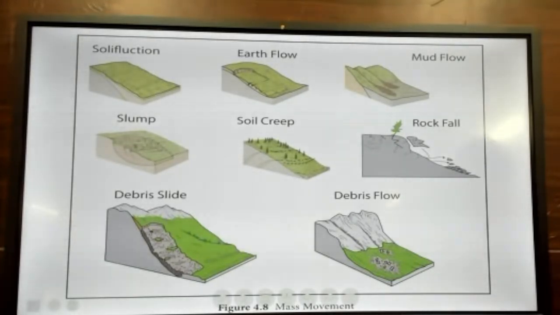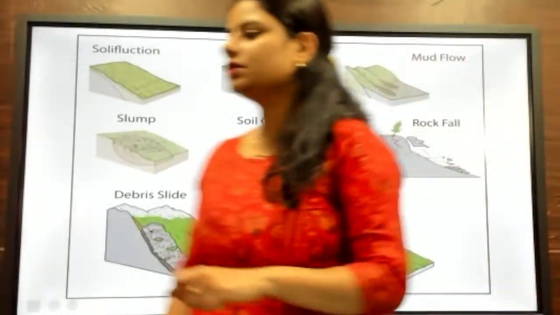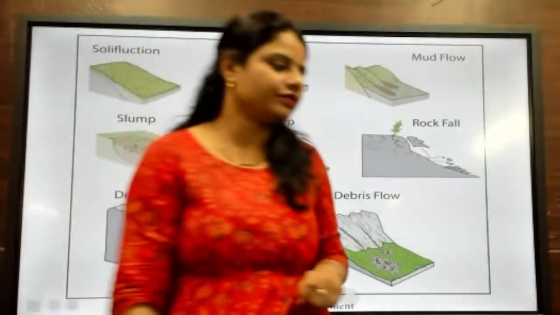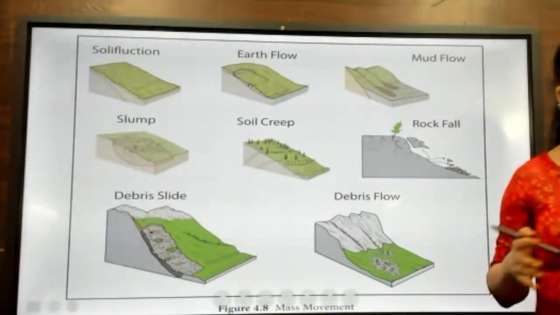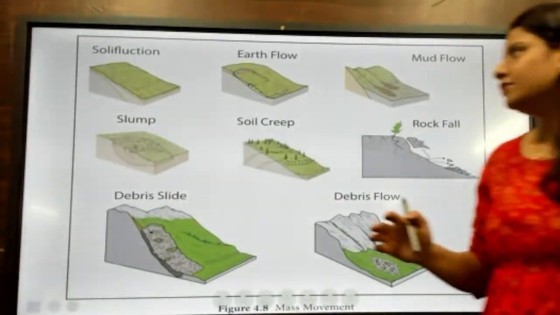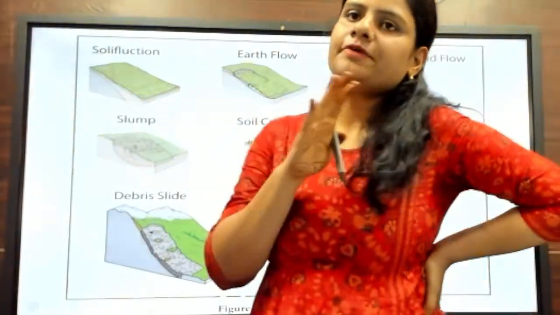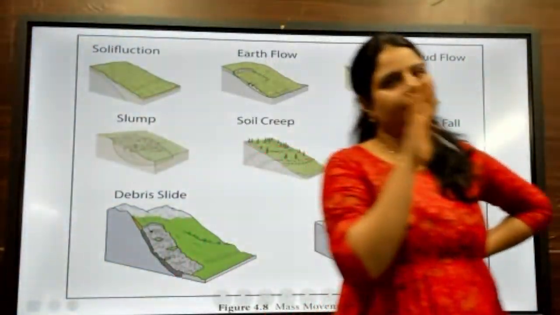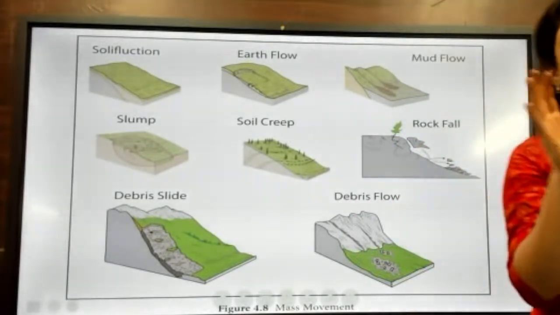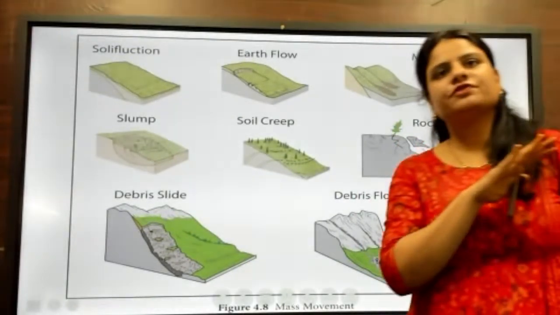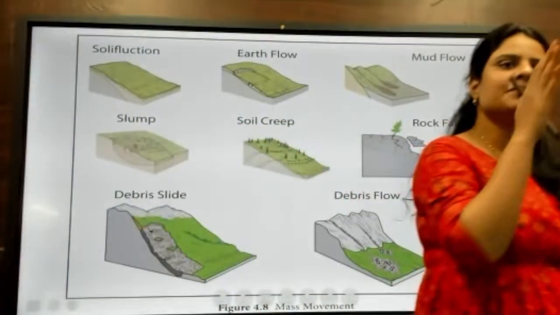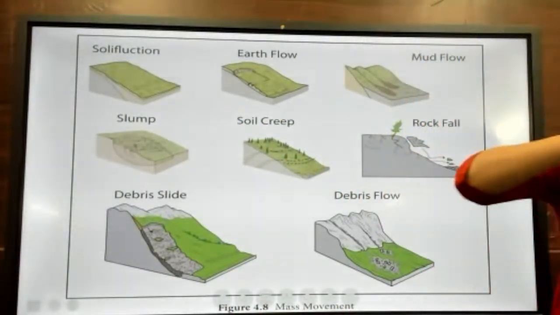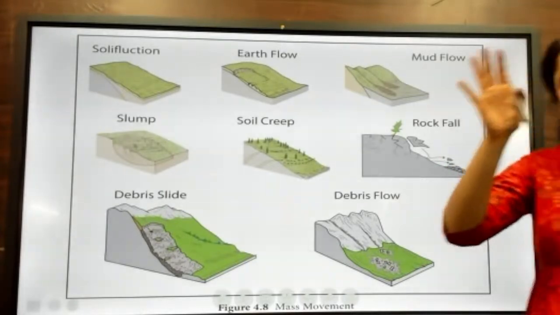Fine. So this is all about mass movement. Now the next thing you have is about agents which are responsible for deposition and erosion. There are two things: one is called an erosional feature, another is called a depositional feature. There are some agents which are related to these depositional and erosional features.